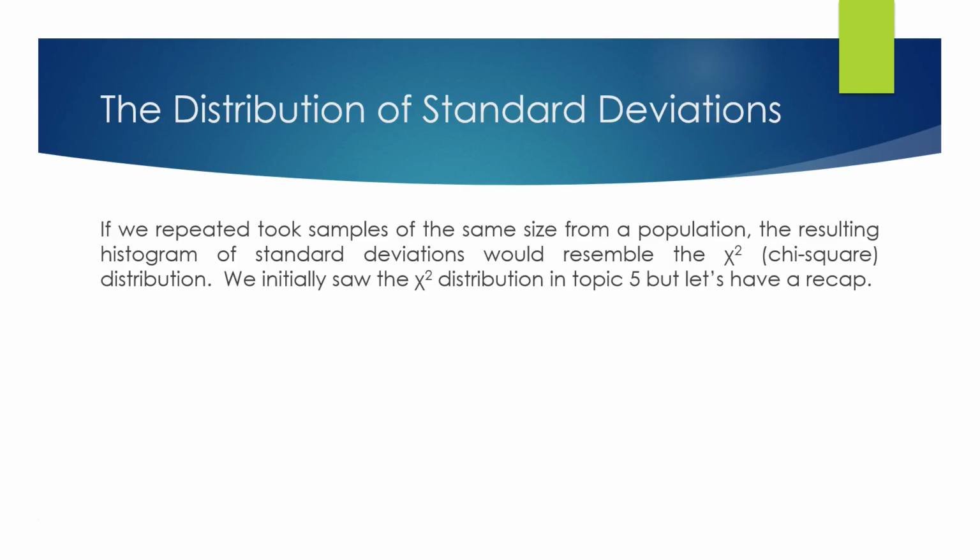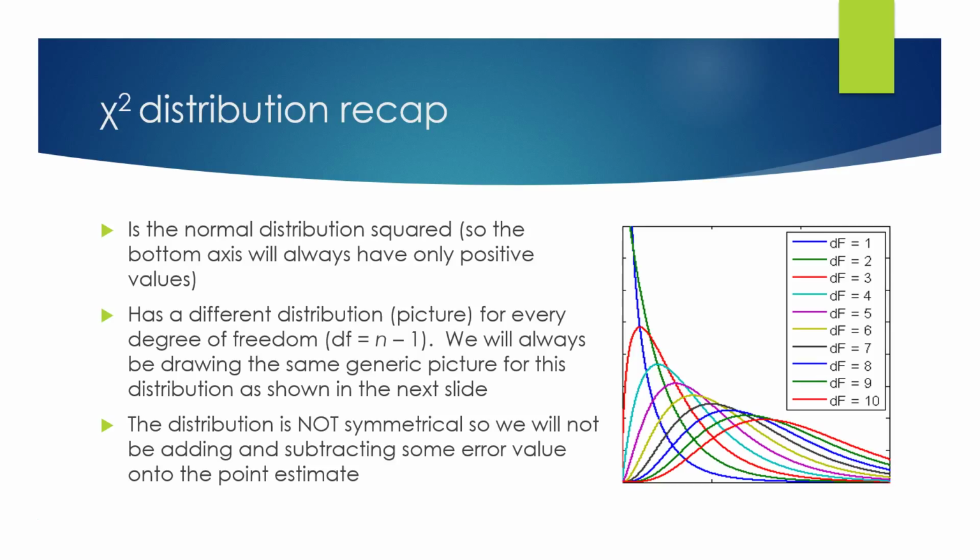We are going to do a pretty full recap of it, but in general, it had a very skewed to the right shape. So first, it is the normal distribution squared. There's a reason for this. If you want to know the theory behind it, I can point you to probably a website. The bottom axis, because of this, is always going to be positive values. So from 0 to positive infinity is what the bottom axis will have.